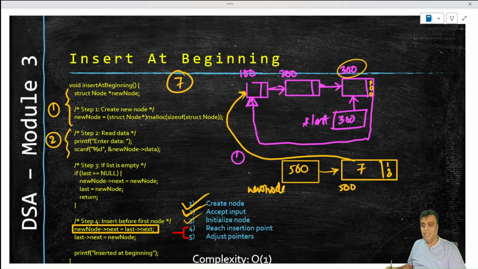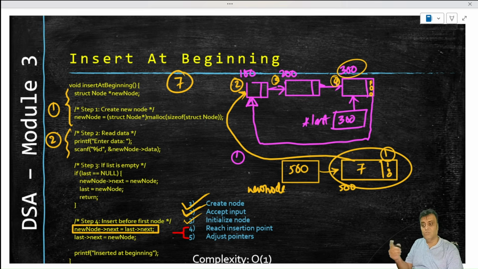Now then my last element, this 100, is becoming invalid because the new person has come here. There is a new person who is this. So this is my first node now. This is my second node. This is my third node. This is my fourth node.